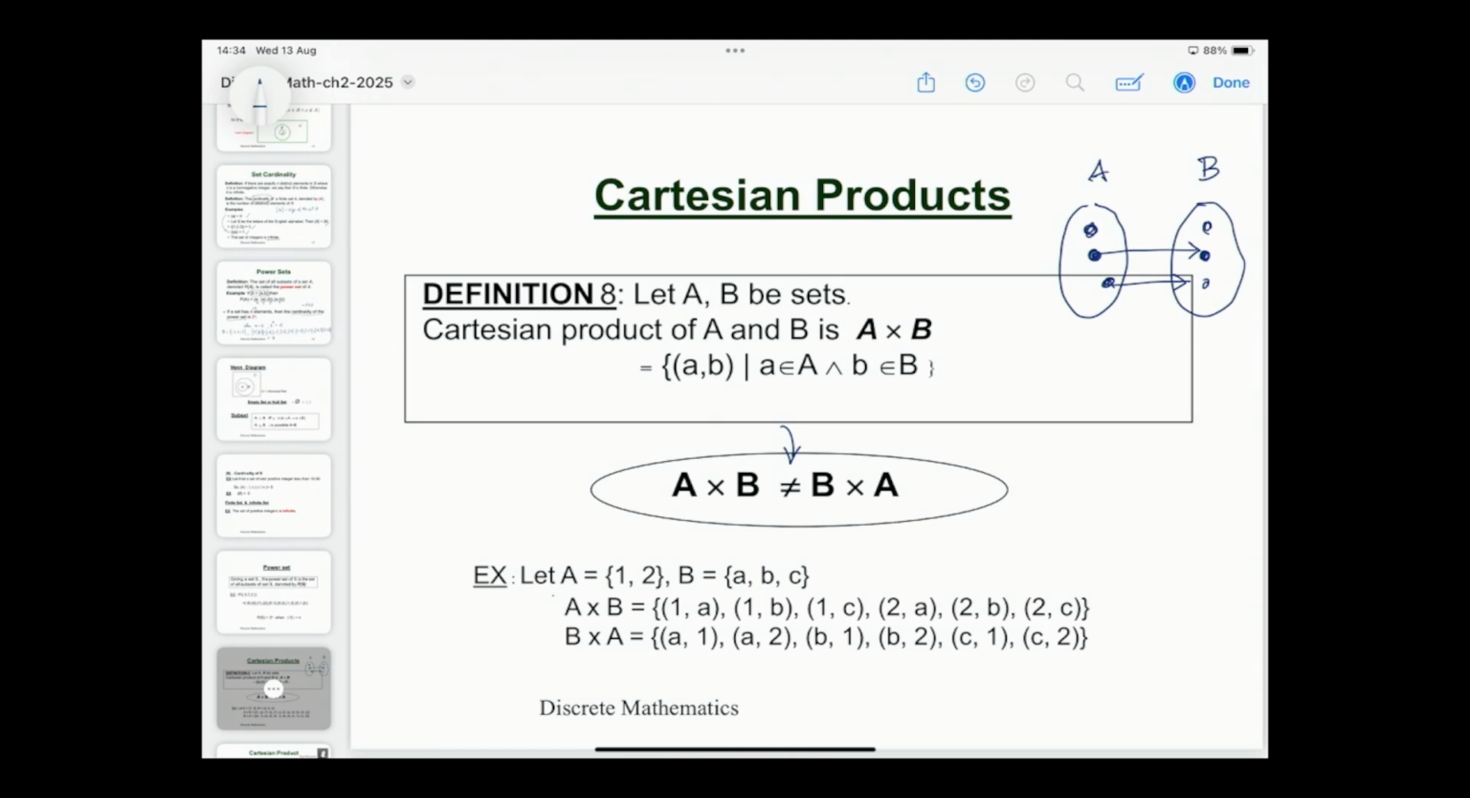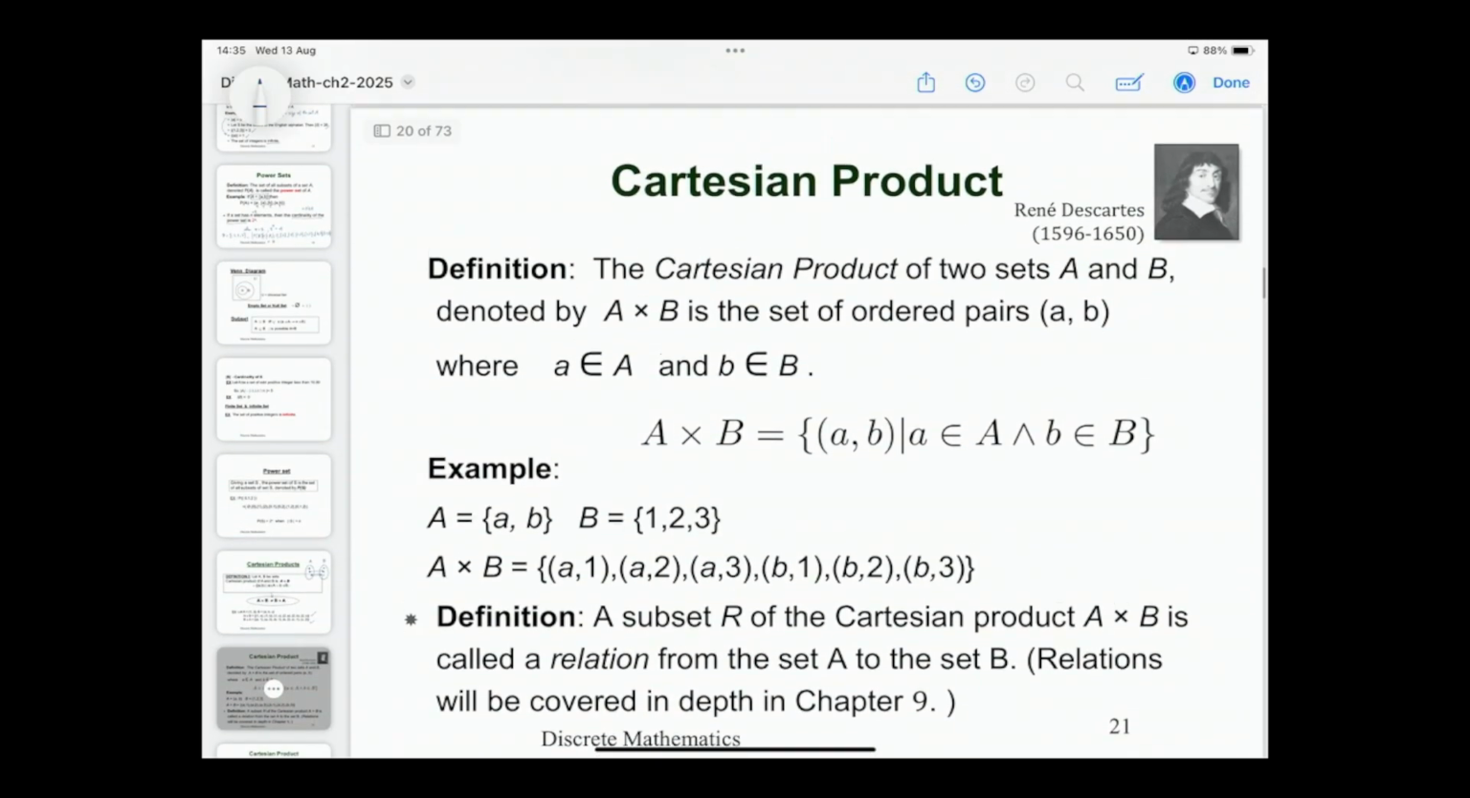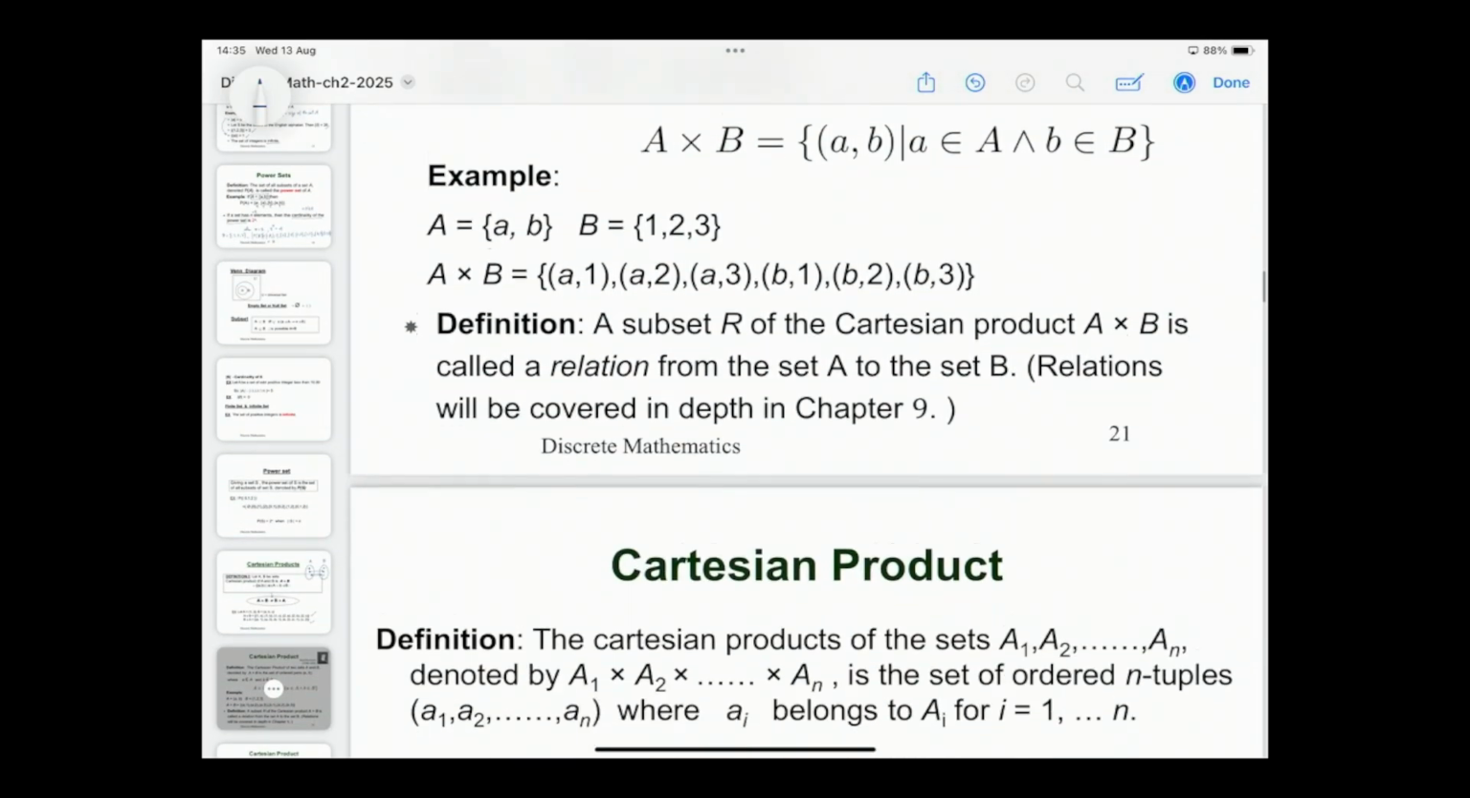Set A and B are given. We can find out the Cartesian product of A and B, selecting 1 member of A and mapping to 1 member of B. So here are all of them. But the Cartesian product of B and A is different. The next one.